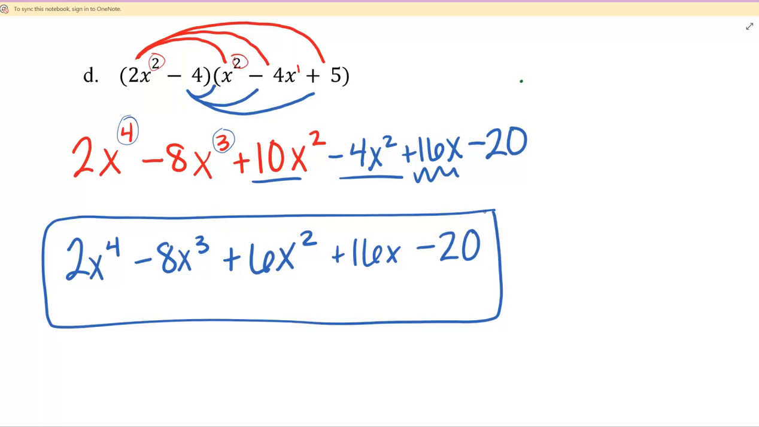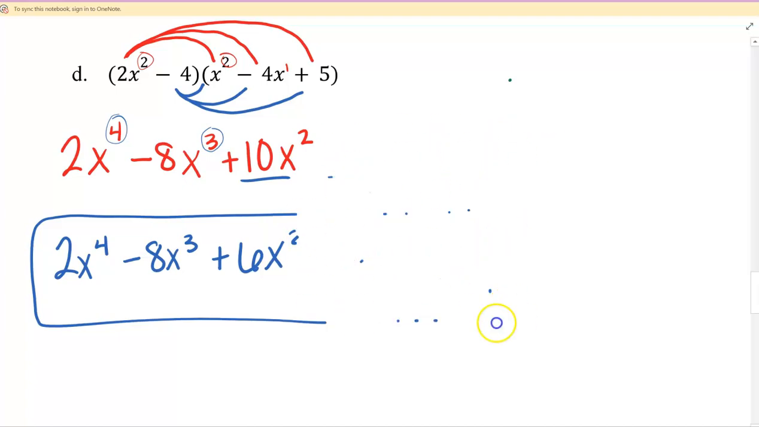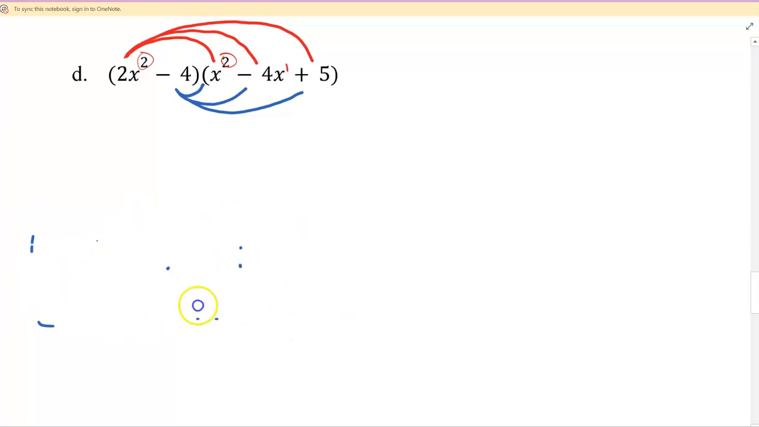Okay, so if you like the distributing method, you can skip ahead to the next one. Now I'm going to show you guys the box. So when we draw our box, remember we have to have room for the whole equation.